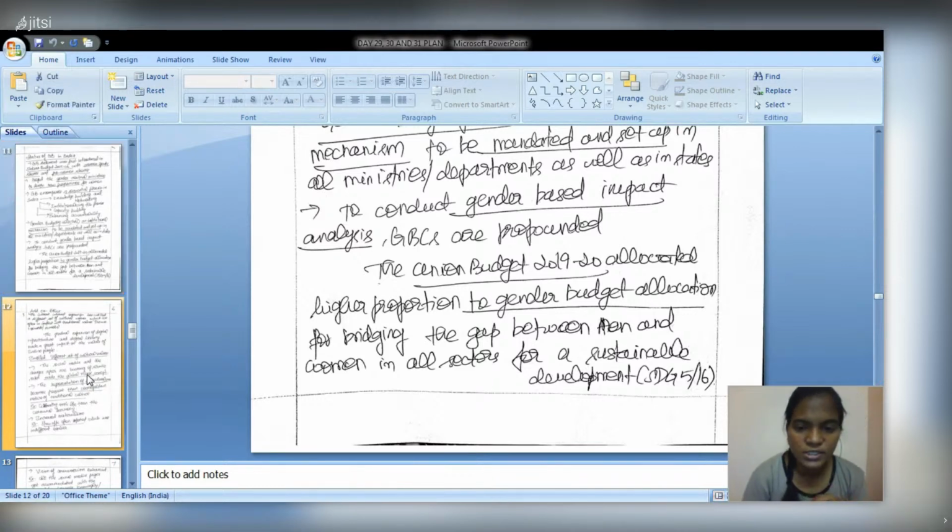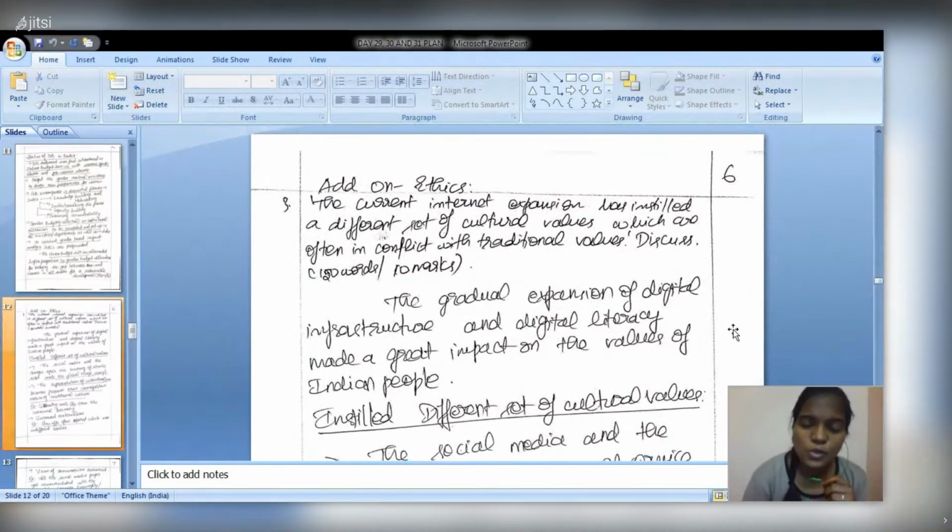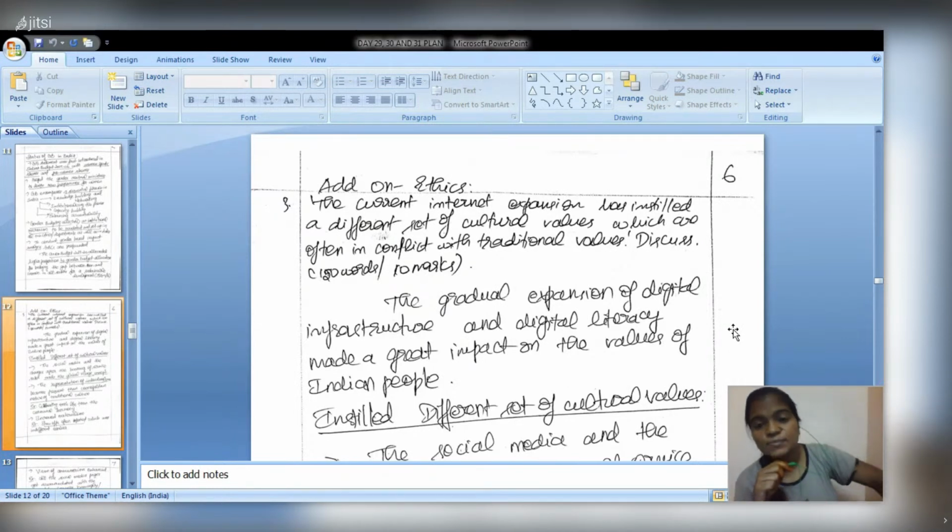Okay. Third question is about ethics and society. The current internet expansion has instilled a different set of cultural values which are often in conflict with the traditional values. Yes. After digitalization, our traditional values have been diminishing, and a new set of values like westernization has increased a lot. Okay. The global village concept has increased a lot in our country. So just give your opinion based on the diminishing of traditional cultural values of our country, and the emergence of a new set of cultural values in our country.